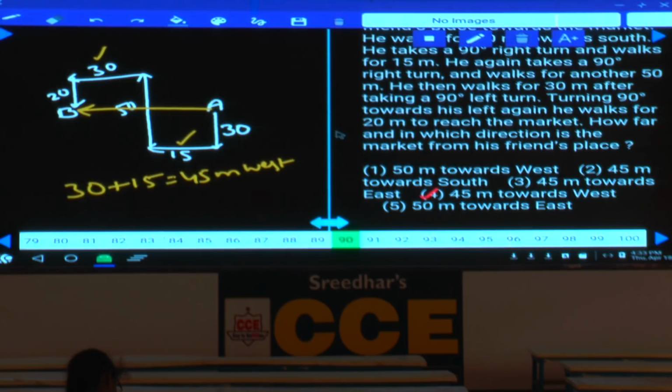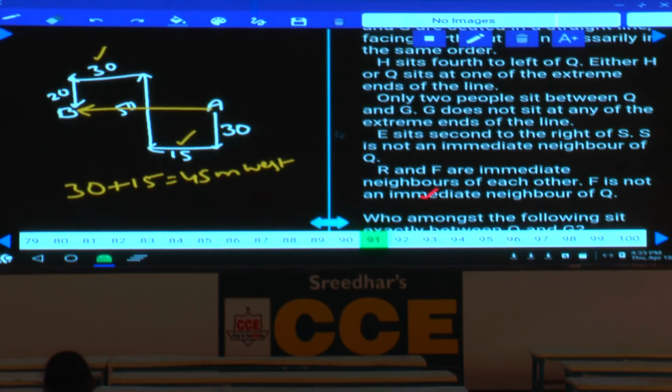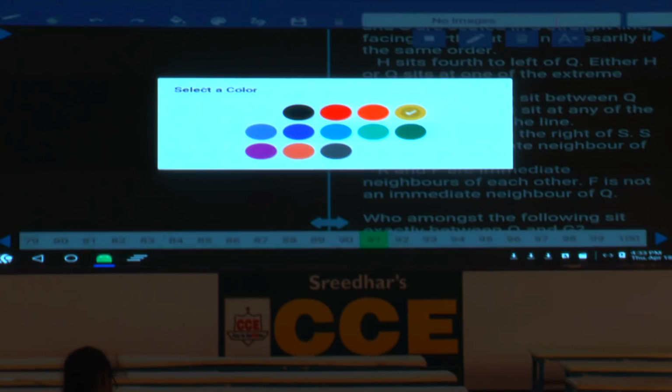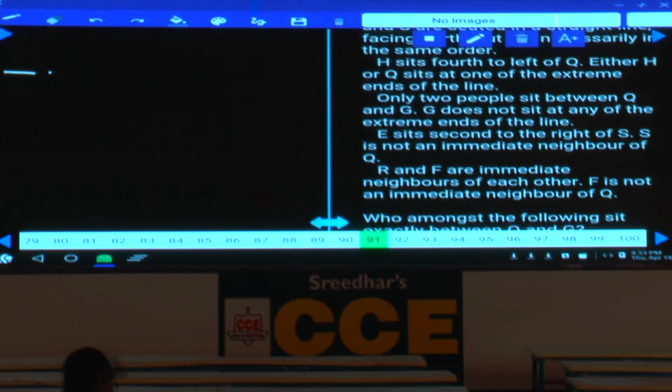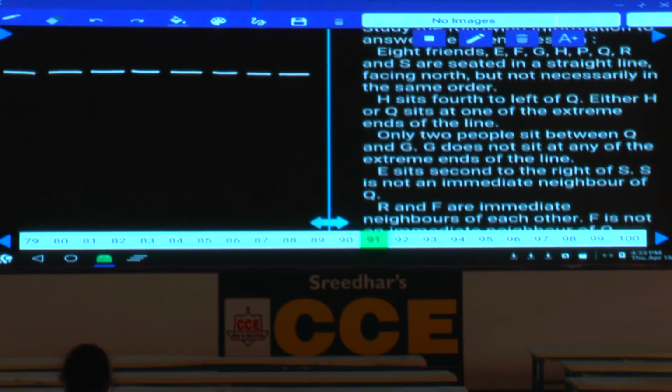Now this is about question numbers 89 and 90. Then 91 to 95. In this 91 to 95, E, F, G, H, P, Q, R and S are the 8 persons seated in a row. They are facing towards north. They are sitting in a straight line facing north, but not necessarily in the same order. In total, tell me how many people are there. There are 8 people: 1, 2, 3, 4 and 5, 6, 7, 8.